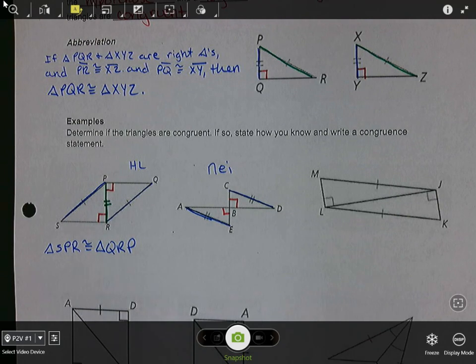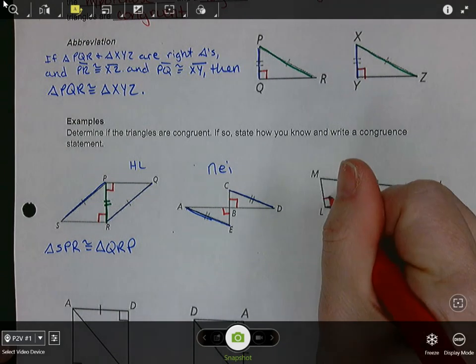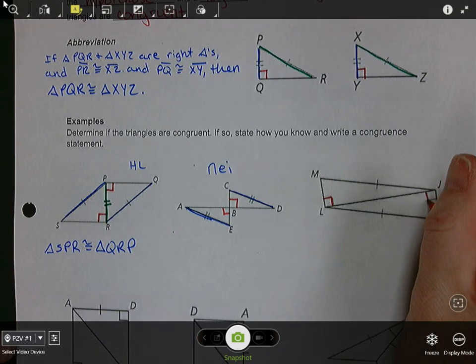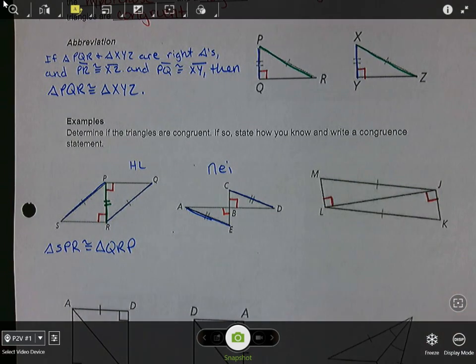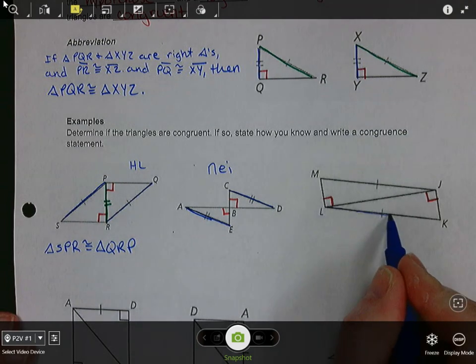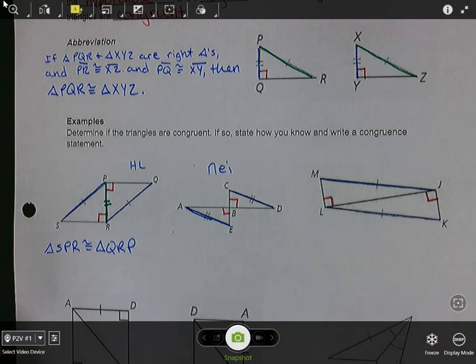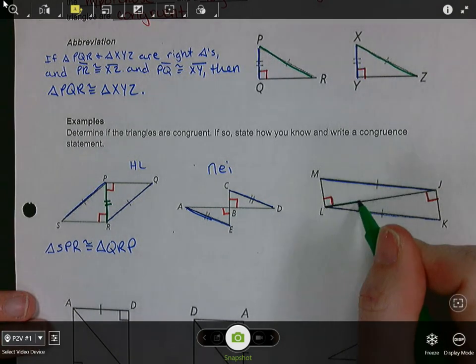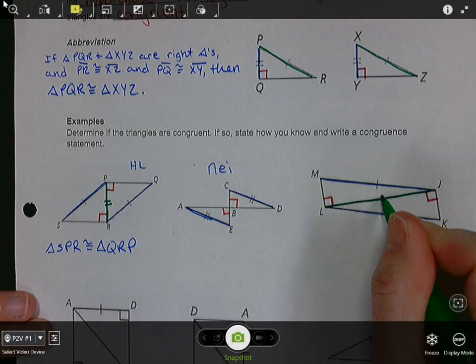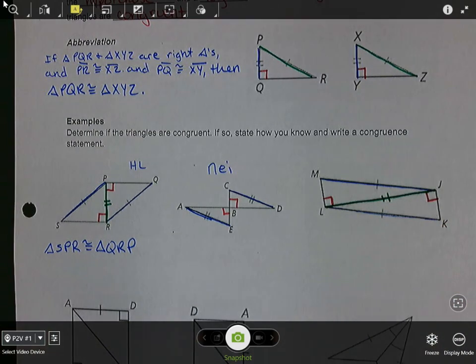Okay. The next one, we have a right angle here and a right angle right there. And then we have these two pair of sides marked congruent. And these two pair of sides marked congruent. And then they share a side, so I'm going to go ahead and mark that side congruent since they share it.